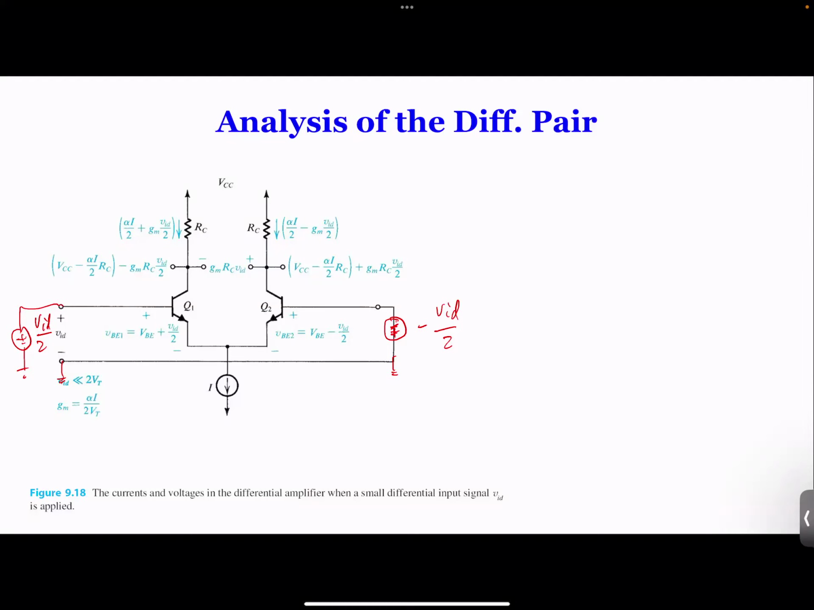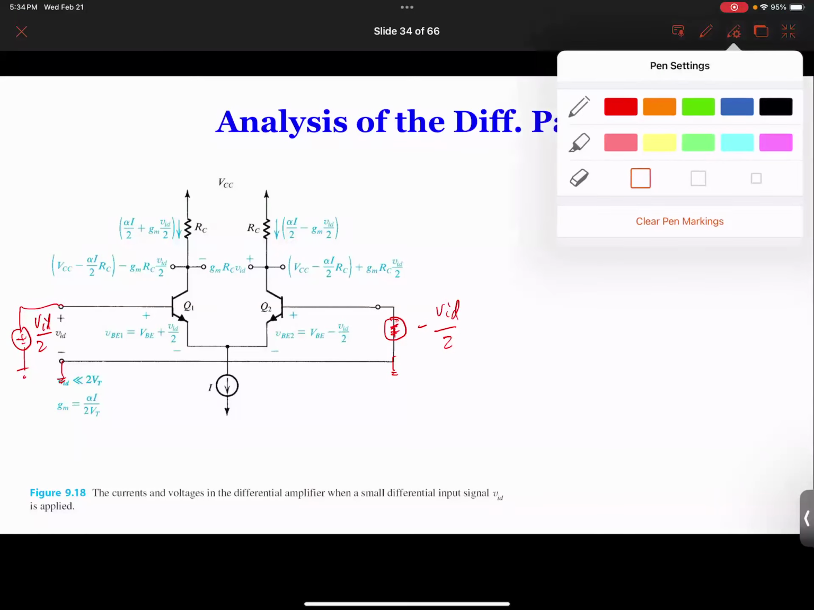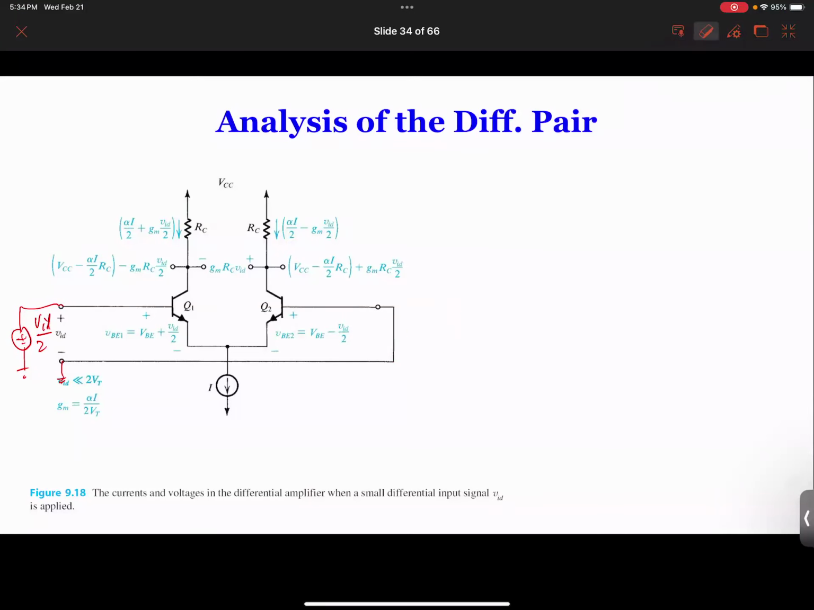So instead, we know that VID is a small signal, so we can draw the small signal equivalent circuit. That's what we're going to do. We're going to draw Q1 and Q2 one by one. Let me erase this to give me more space. So for Q1, let's draw the circuit like this.